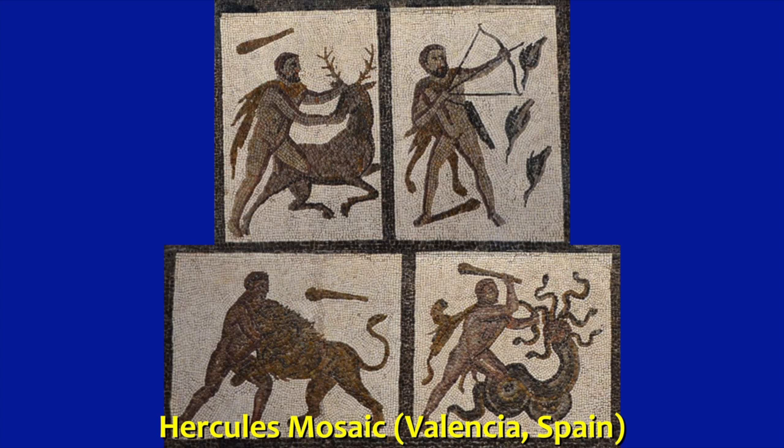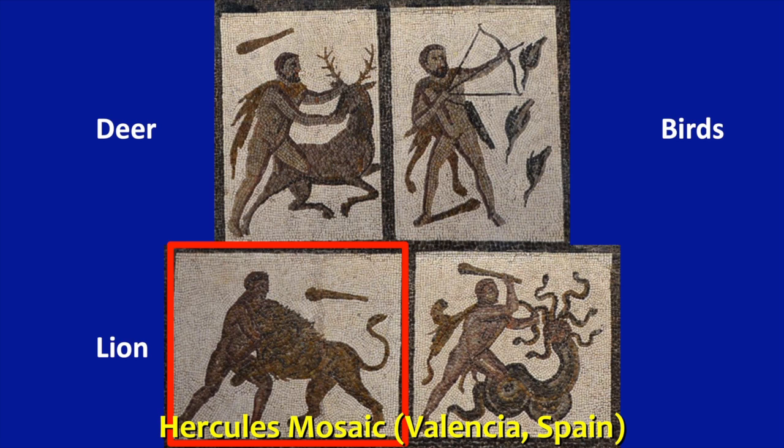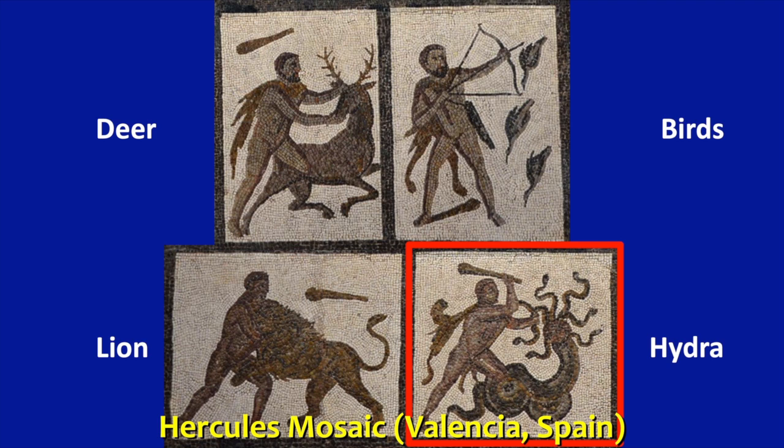So the first mosaic that we see is one of Hercules. In ancient mythology, Hercules completed 12 labors, or challenges, to prove his strength. Those pictures show 4 of his labors. In the top left, he captures a deer. In the top right, he kills some annoying but very dangerous birds. And in the bottom left, he's wrestling with a fierce lion, and in the bottom right, he battles the snaky hydra.